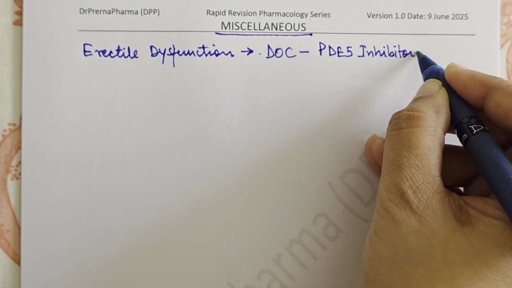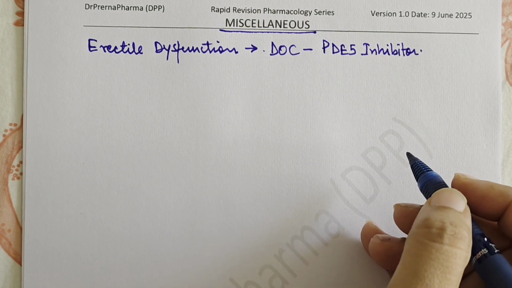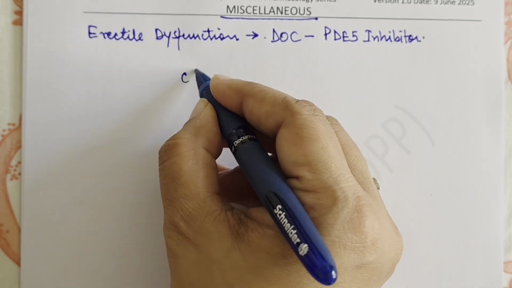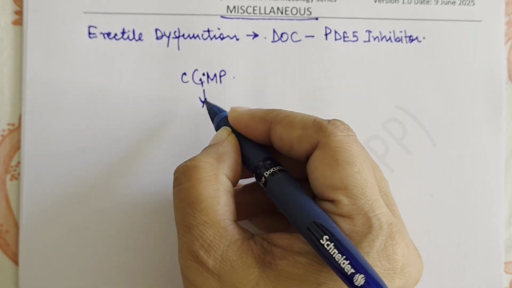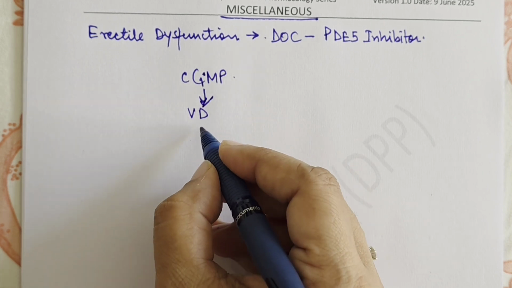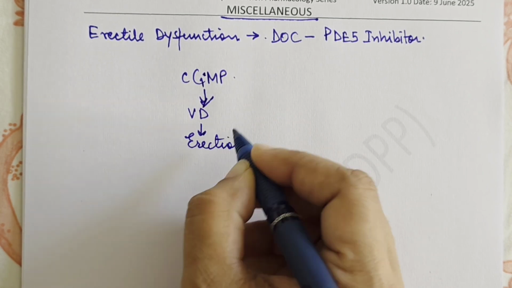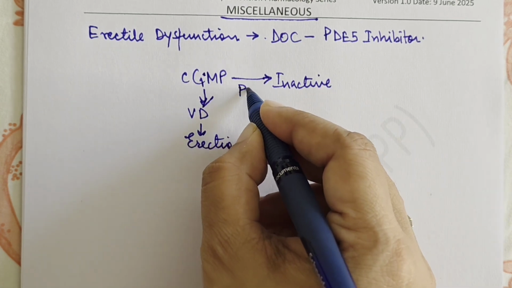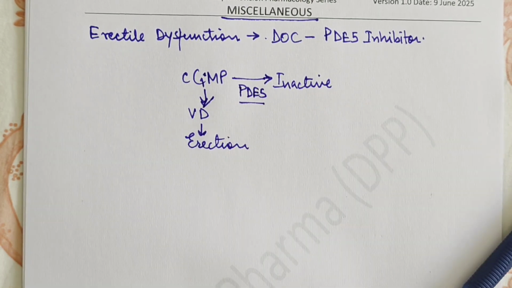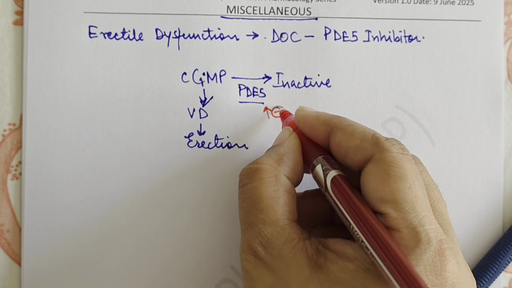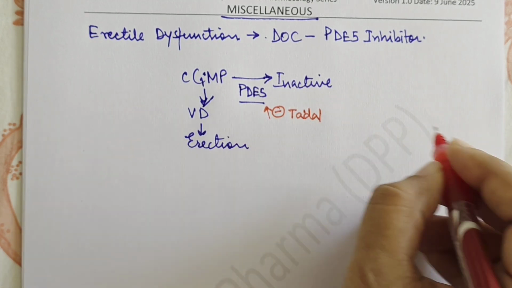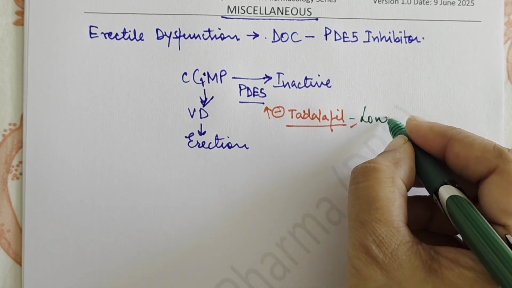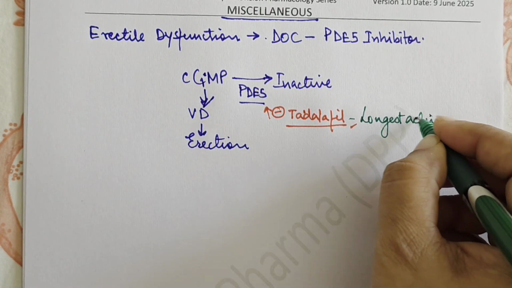This phosphodiesterase 5 inhibitor will basically increase the cyclic GMP, cause vasodilatation and result in erection. Cyclic GMP causes vasodilatation and erection, and this cyclic GMP is metabolized into inactive substances by the phosphodiesterase 5 enzyme. So this breakdown is inhibited by the drug, phosphodiesterase 5 inhibitor. Why am I writing tadalafil? Because it is the longest acting and the most preferred drug as of now.